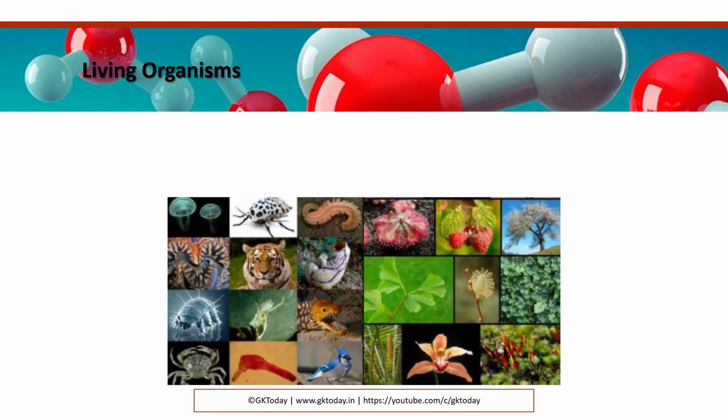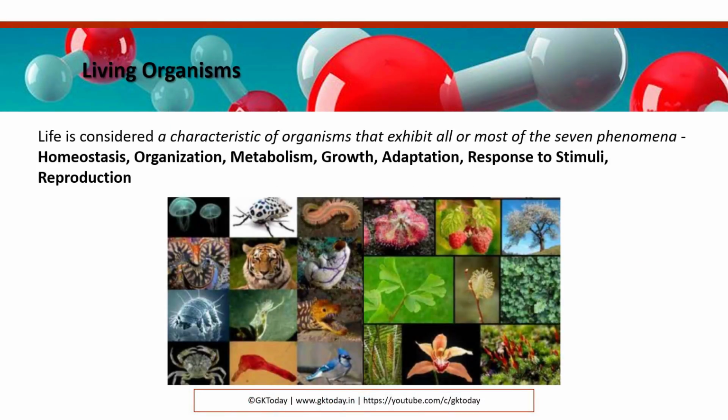We start with living organisms. So life is considered a characteristic of organisms that exhibit all or most of the 7 phenomena. That is homeostasis, organization, metabolism, growth, adaptation, response to stimuli and reproduction. Let us see what these are.